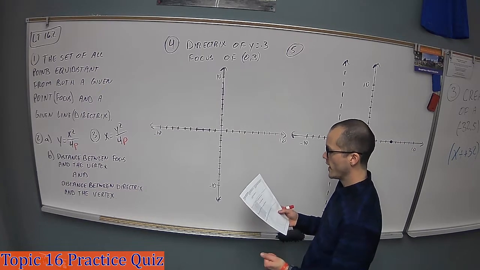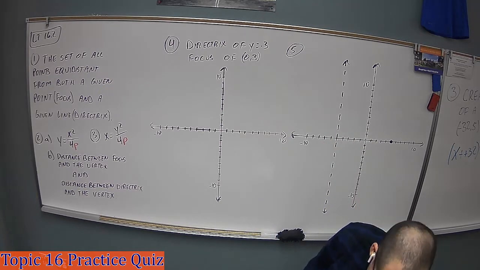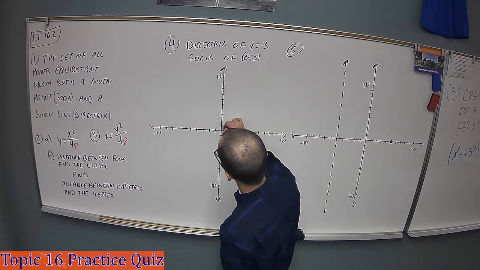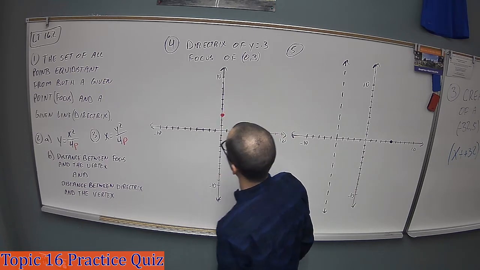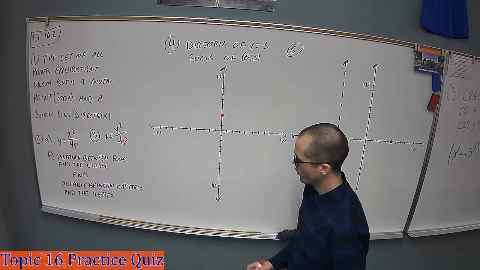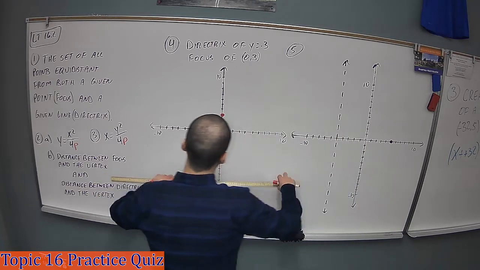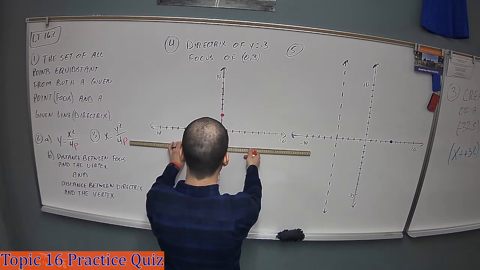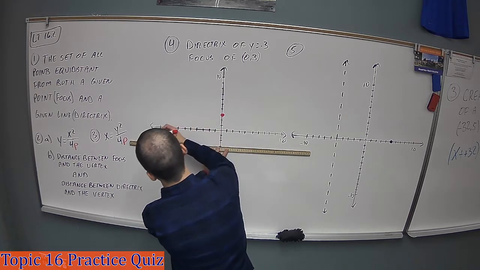It says to graph both of those pieces. That's part A, so we're going to do that. Focus of (0, 3). So start here: 1, 2, 3. Boom, focus. There it is. Directrix: y equals -3. 1, 2, 3. This is going to be a horizontal line because it's a y equals situation. So it's going to be here.